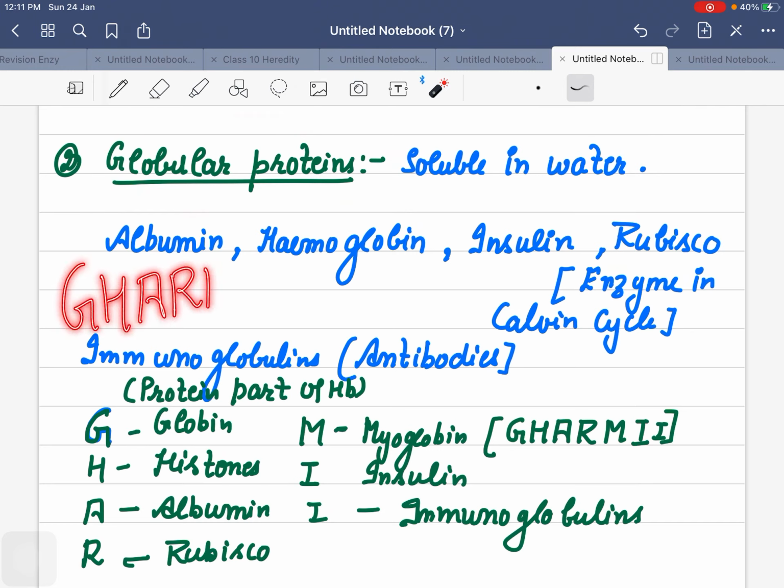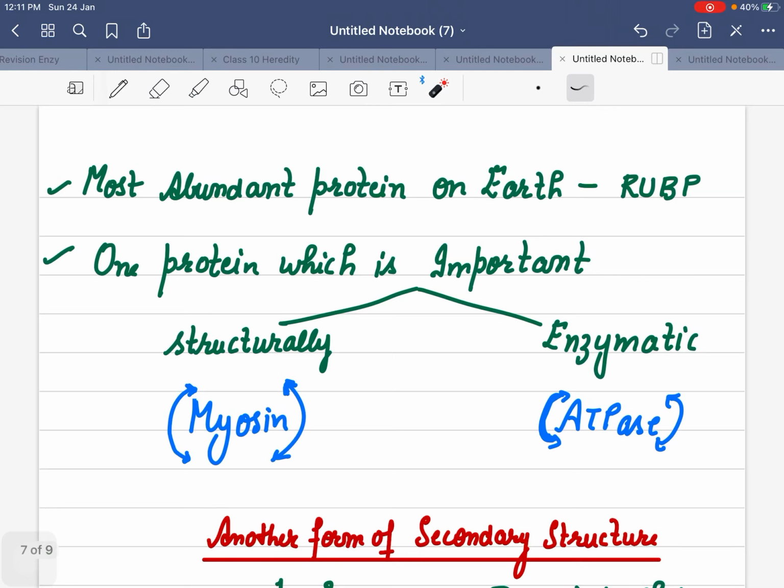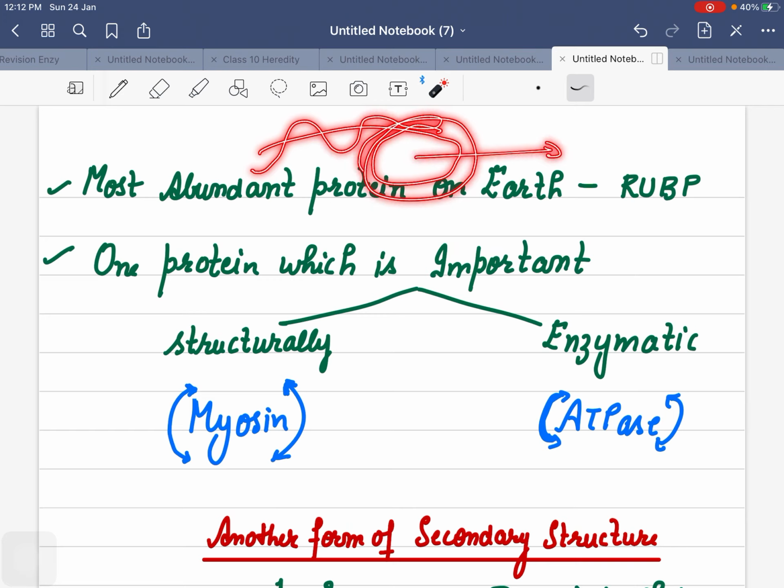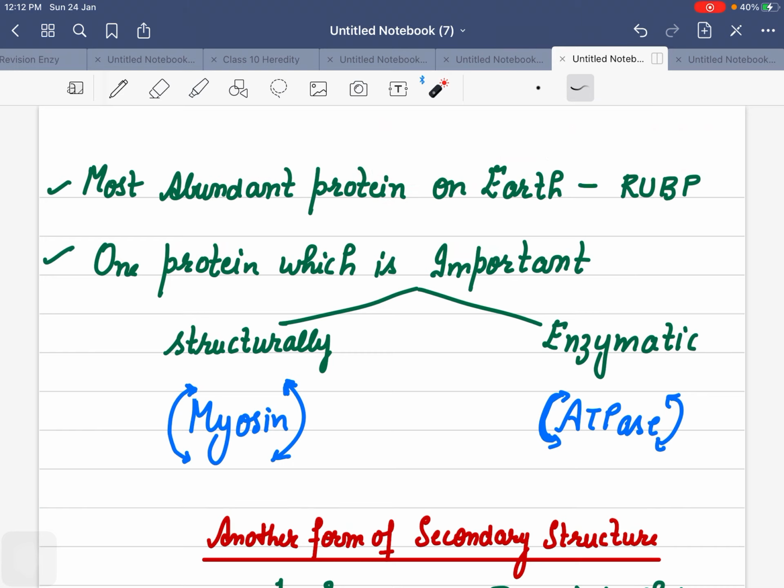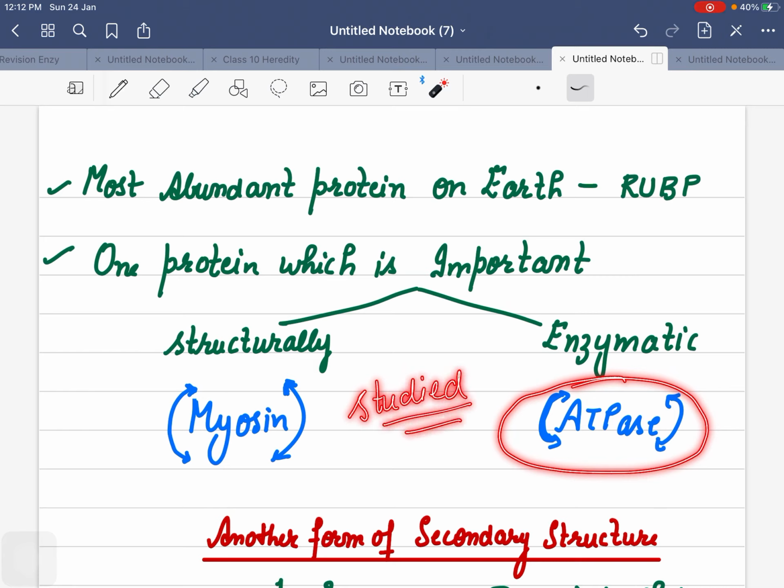Garmi. These are our globular proteins. The most abundant protein on earth, if this question is asked to you randomly, is RuBisCO, ribulose bisphosphate carboxylase. Then one protein which is important structurally and also acts as an enzyme is myosin. If you recall, when we draw myosin, its head, after attaching with actin, starts behaving as ATPase, which we studied in detail in muscle contraction.